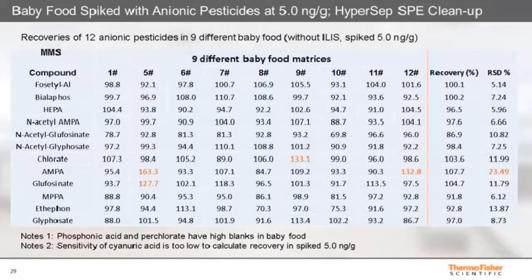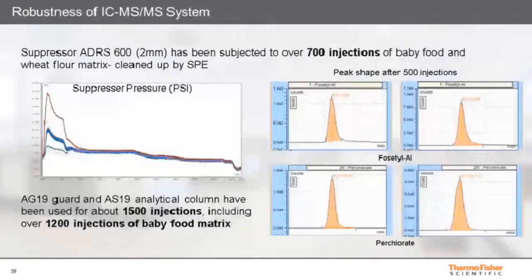Now this slide shows the results for anionic pesticides spiked at 5 nanogram per gram in 9 different baby foods using the Hypercept cleanup method, but with no labeled standards. The calibration was using exact matrix matched standards, indicating minimal losses of analytes during the cleanup. And most importantly, the SPE cleanup increases workflow robustness and minimizes system downtime.